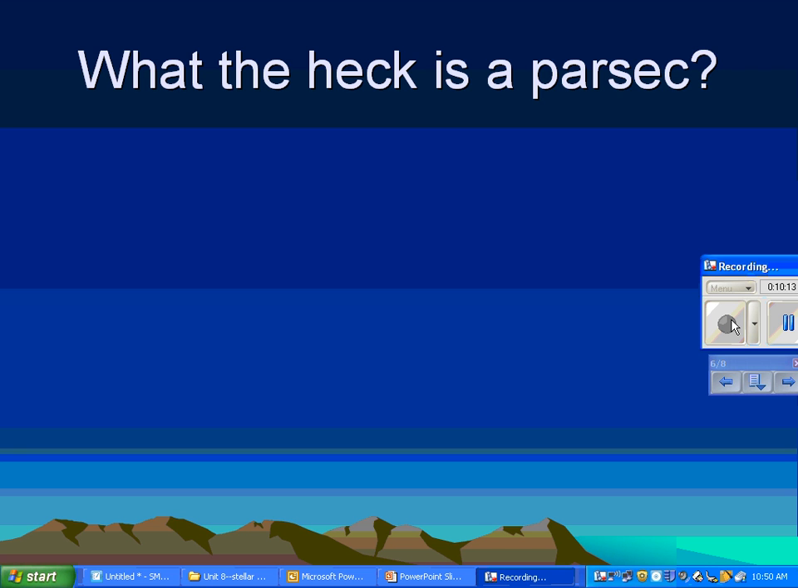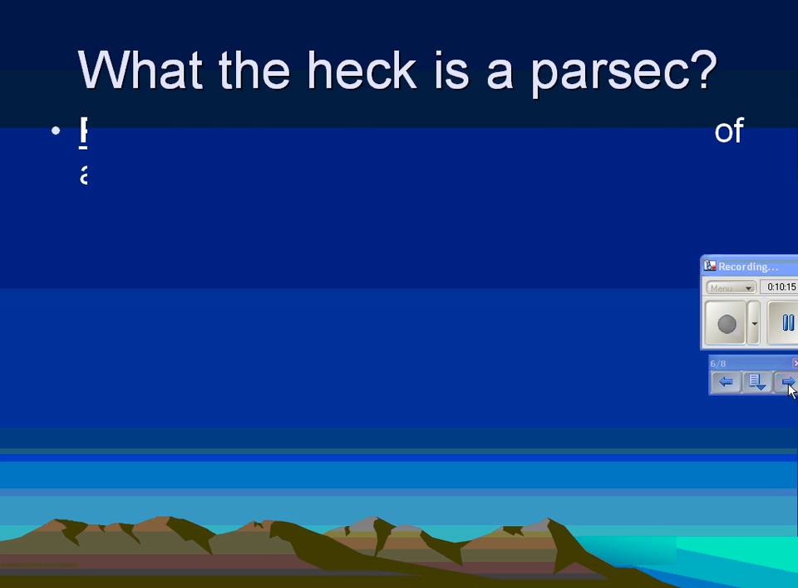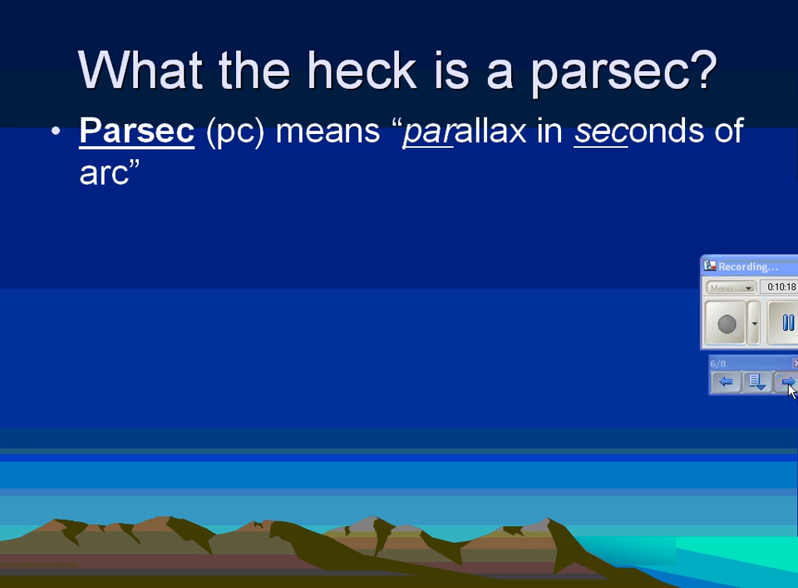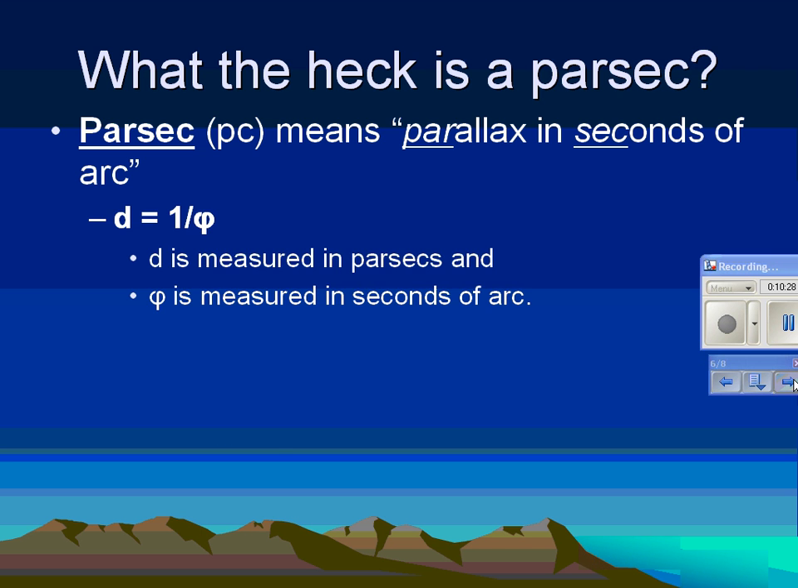What the heck is a parsec? This is one of the things IB expects you to know. The word parsec stands for parallax in seconds of arc, or parallax in arc seconds. So when we use our equation, d equals 1 over the parallax angle, d will be in parsecs. You will get a distance in parsecs if you use that angle in arc seconds.